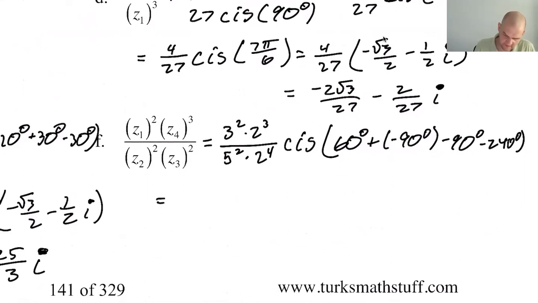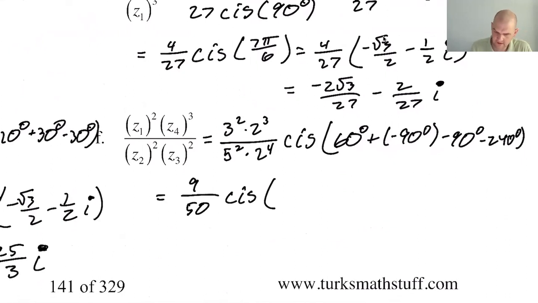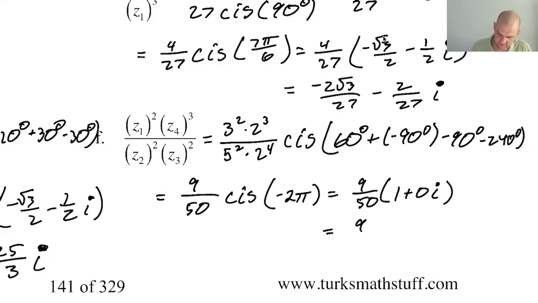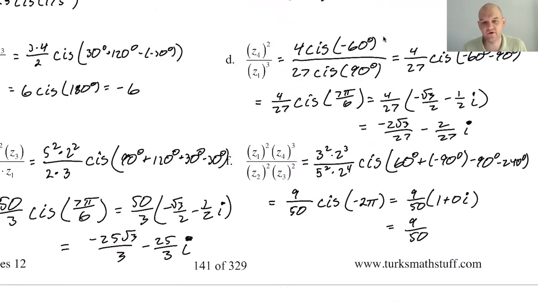All right, what does this give us? There's definitely a 9 over, there's a 29 over 50. And then cis. Negative, all right, let's think of this. This is negative 180. And then this is negative 180. So negative 360, which is negative 2 pi, which is the same as 0. And the cosine of 0 is 1. And the sine of 0 is 0. So this might just be 9 over 50. I don't know. All right, let's check them.